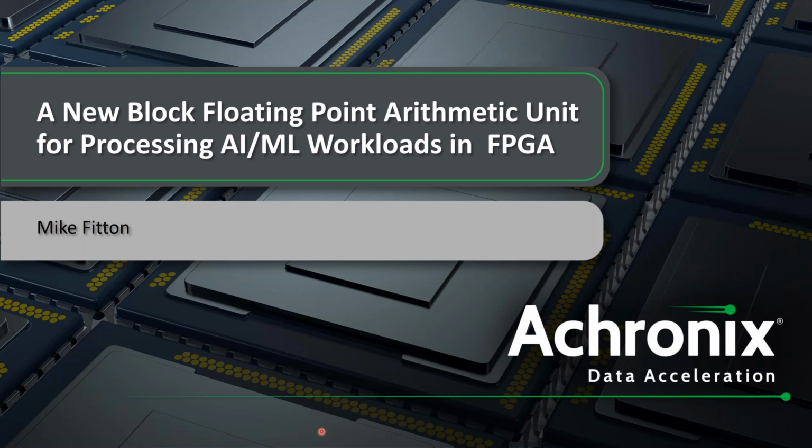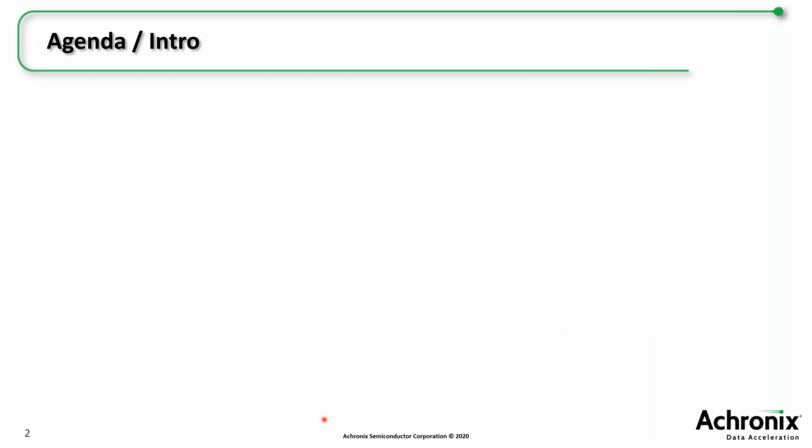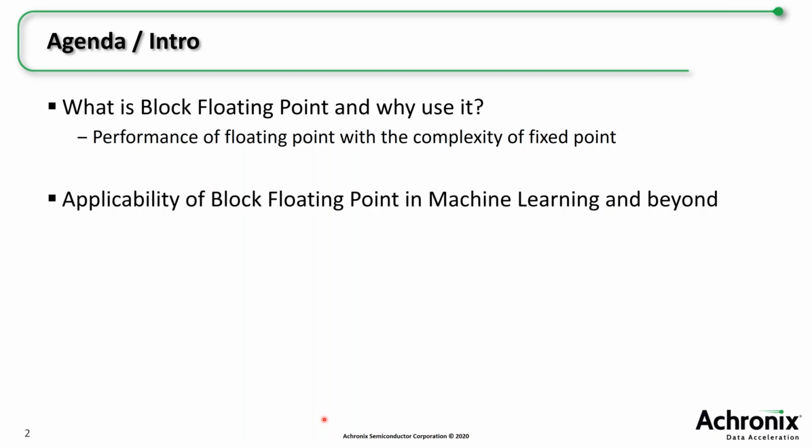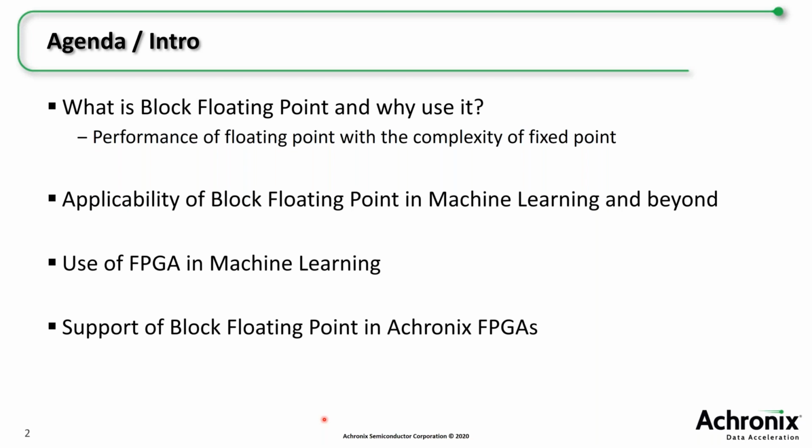With that, to my first slide, from an agenda perspective, we'll first talk about what block floating point is and why you might want to use it. And it's really coming back to that key concept that we've got the performance that approaches that of floating point, but with a much lower complexity than classic floating point and complexity similar to that of fixed point. We'll look at the applicability of block floating point in machine learning and in other application areas as well. Then we'll look more broadly at how FPGAs are used in machine learning. And then finally, we'll tie everything together and we'll show how block floating point can be implemented in FPGAs in general and Achronix FPGAs in particular.